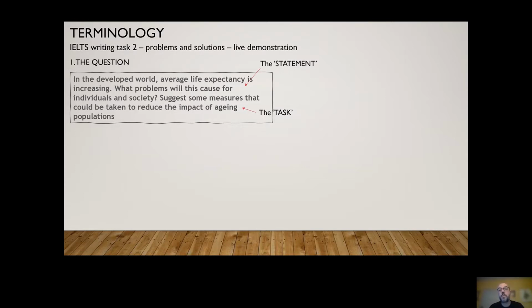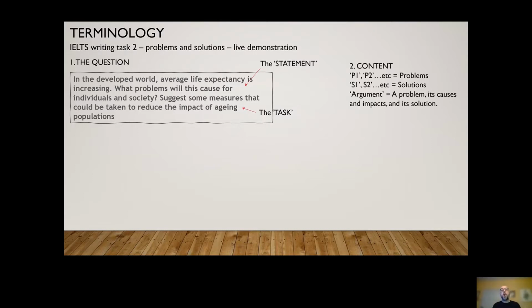Now, one trap that people often fall into is simply reading the statement and not reading the task properly. If you just read the statement here, in the developed world, average life expectancy is increasing, you might write an essay arguing whether this is a positive or negative trend, if you didn't carefully read the task and realize that's not what they're asking you here. This is not about arguing an opinion on one side or another. It is about suggesting some problems and giving solutions to that.